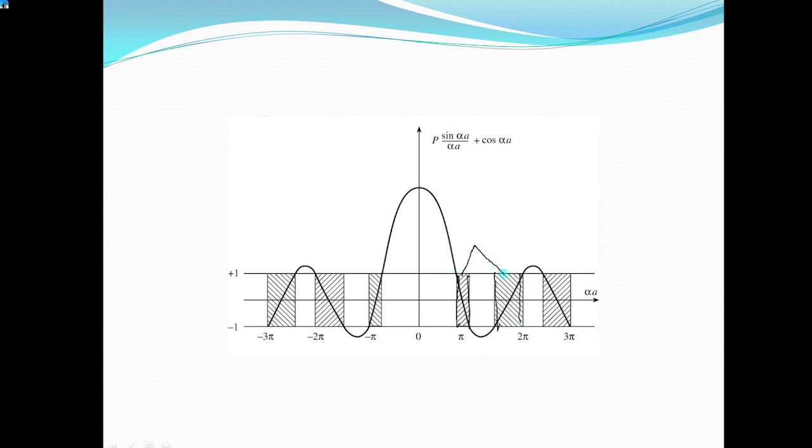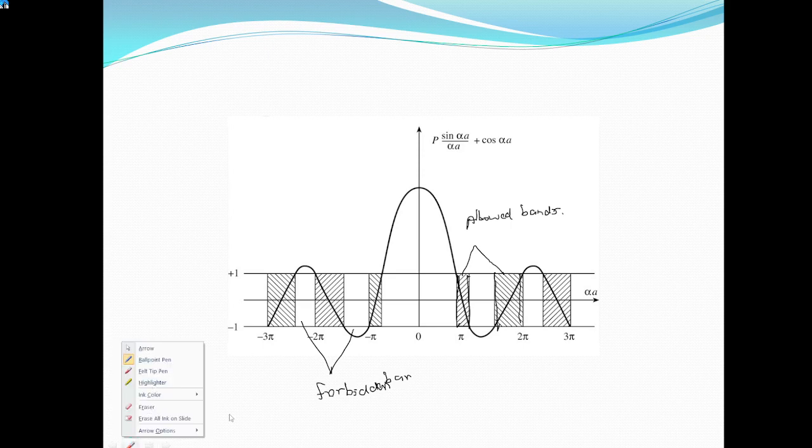These zones we call allowed bands. Means these are the allowed bands where electrons exist. Next, these gaps we call forbidden bands. Forbidden bands means where electrons don't exist. These we call gaps. So these we call forbidden bands where electrons don't exist.